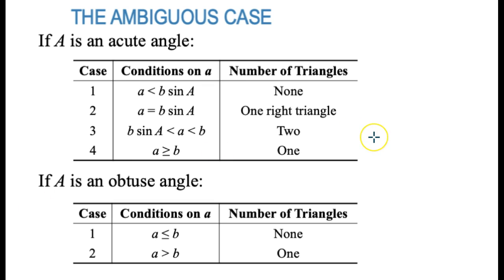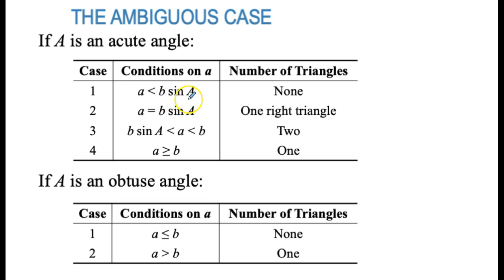Right? So here is a chart that summarizes all of this information. All right, now these are all assuming that we are given side A and B and angle A, but these are all the same idea if we're given two sides and an angle not in between, no matter what they're named. Okay, so if A is acute, right, we had these 4 things that could happen.